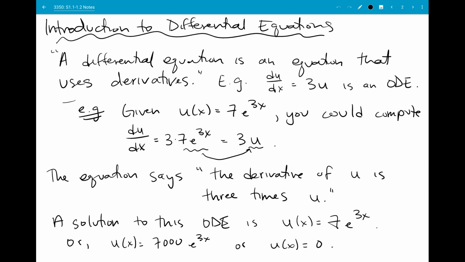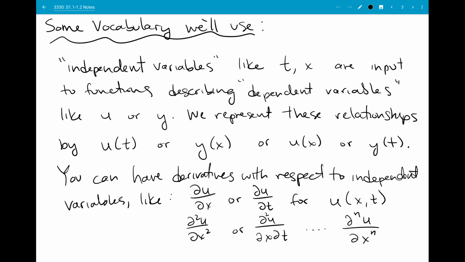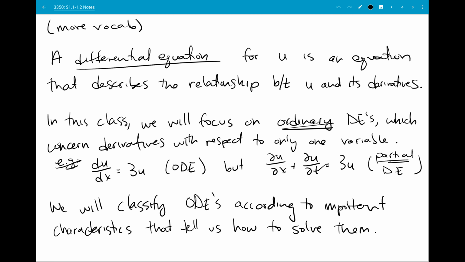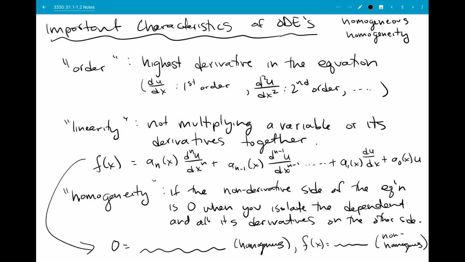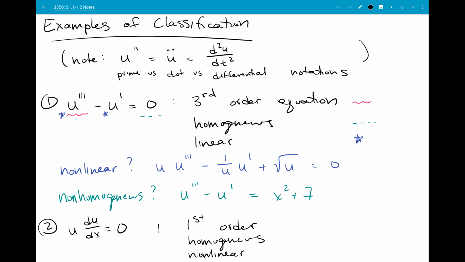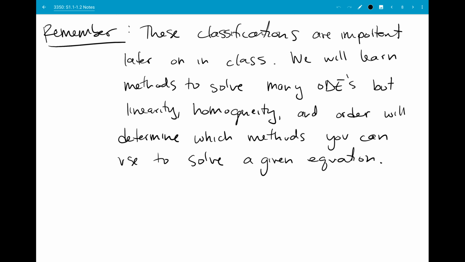So I told you what we were going to do. We defined differential equations, put it in terms of derivatives, something that's familiar to you. We talked about independent and dependent variables. Hopefully you were used to those ideas even if it's been a while since you talked about them. And that brought us to what is a differential equation? How do we classify them? We did some examples on that topic and then said that the reason we're doing this is because it's important later.